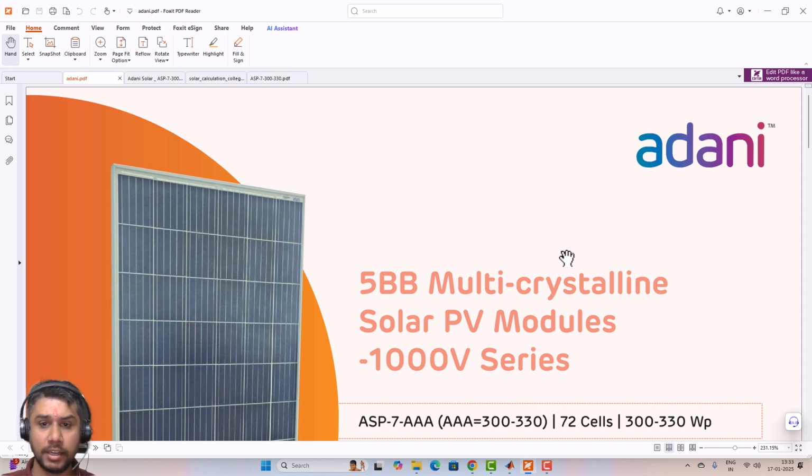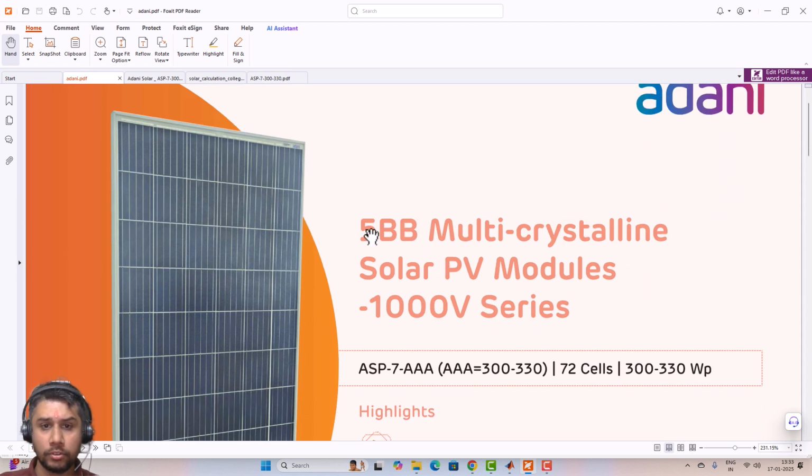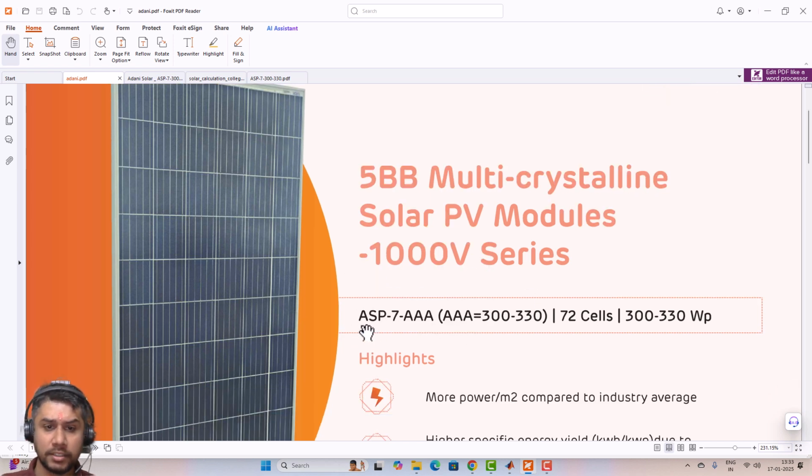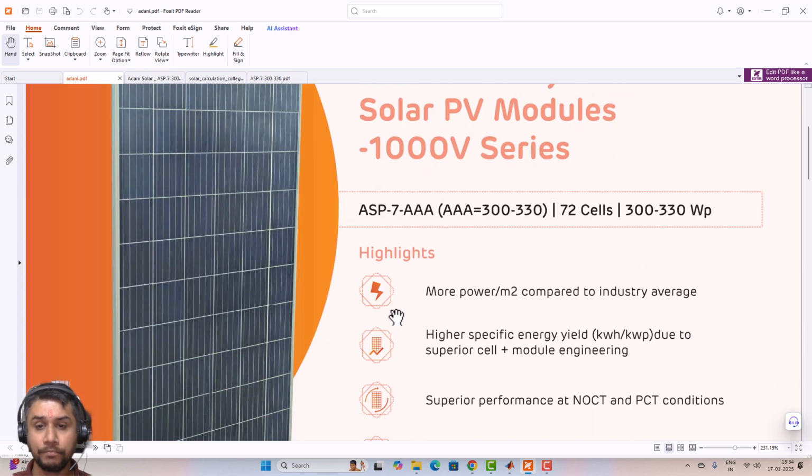Today we are learning another MATLAB simulation with the help of a datasheet. First of all, today we are going to take a datasheet of Adani company. So this is the datasheet. It has 5 bus bar, multicrystalline, meaning polycrystalline solar PV modules, 1000 volt series. The numbering is ASP7, AAA, which means it is ranging from 300 to 330. 72 cells are connected, and this is the value of watt peak ranging from 300 to 330 watt peaks.